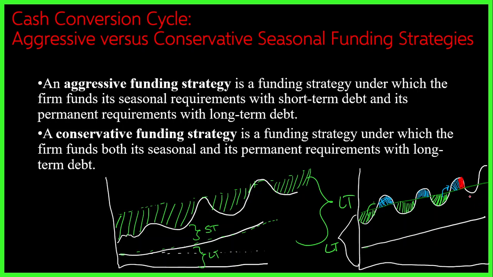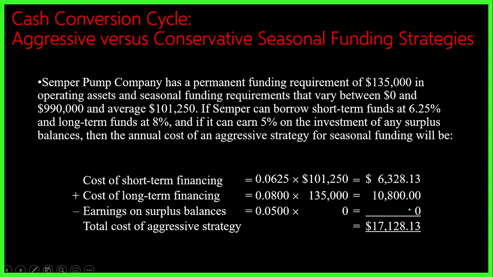Or vice versa, sir, what if this is too much? Then you just liquidate only what you need, so that the excess still earns. That's all there is to it. So now you have your aggressive funding strategy. You have your conservative when everything is funded by long-term debt. And then you have the balanced strategy, wherein some portion of your seasonal requirements is supported by your long-term debt.